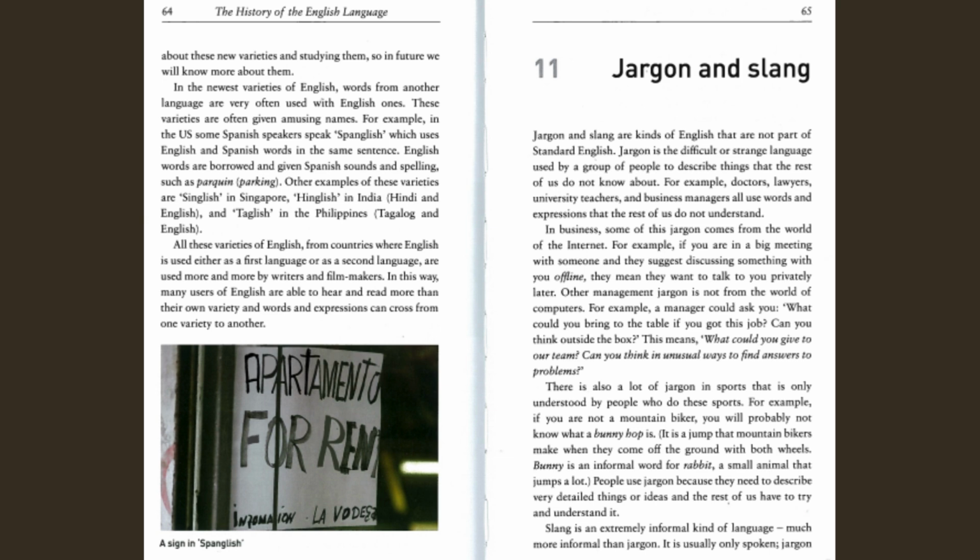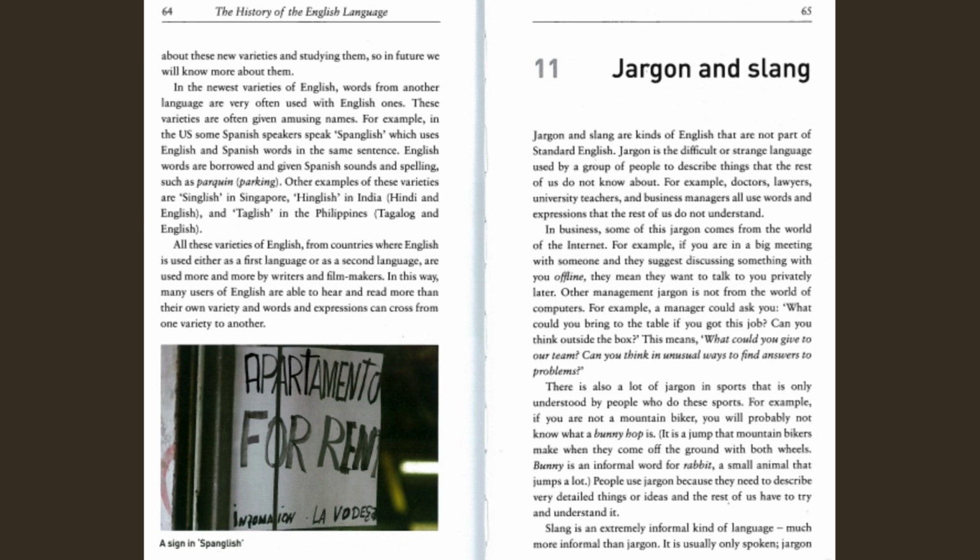For example, doctors, lawyers, university teachers, and business managers all use words and expressions that the rest of us do not understand. In business, some of this jargon comes from the world of the internet. For example, if you are in a big meeting with someone and they suggest discussing something with you offline, they mean they want to talk to you privately later.